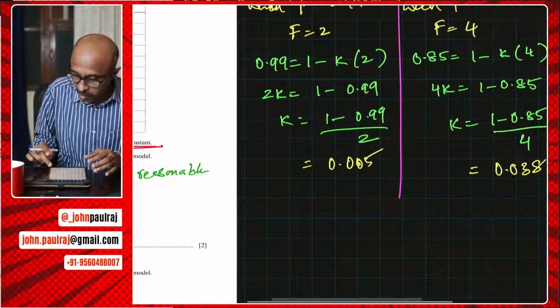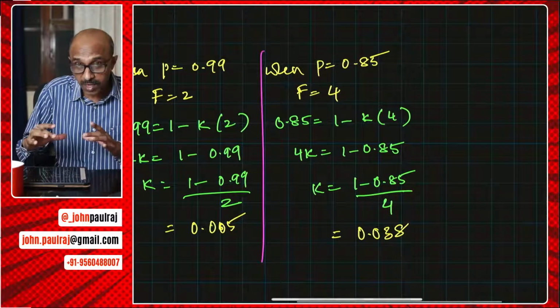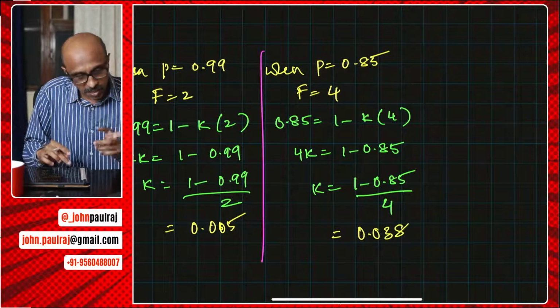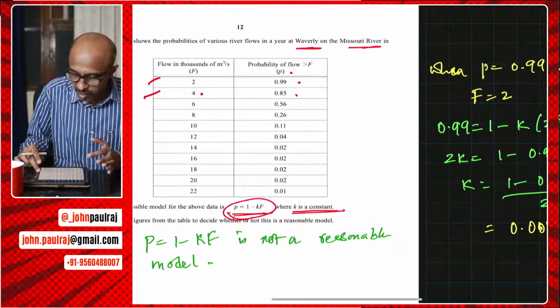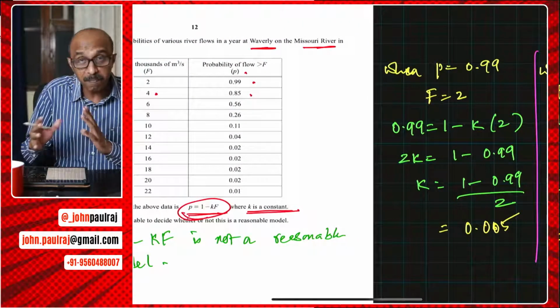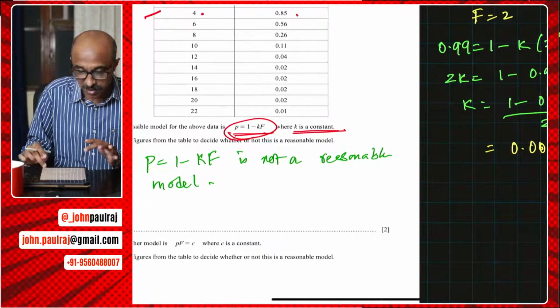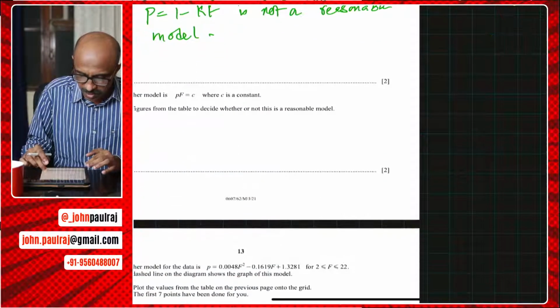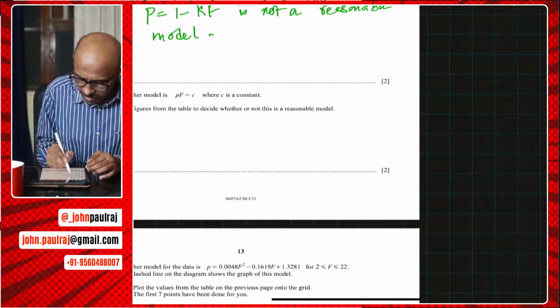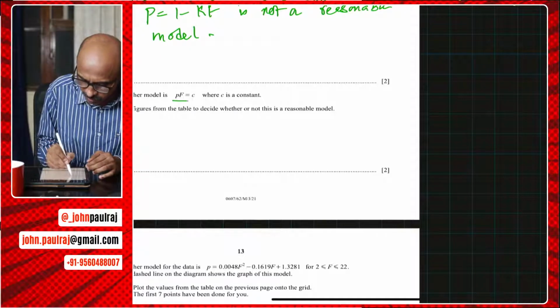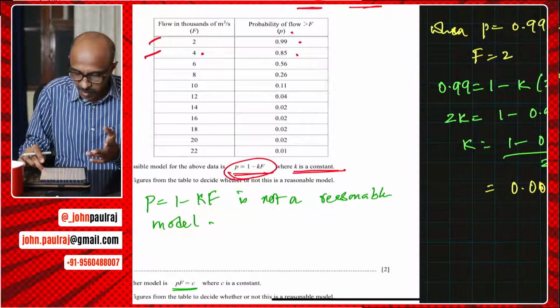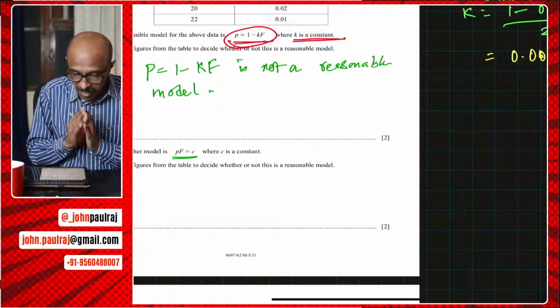Now for working, you need to show this, okay? You need to show that you've used those values from there. Yes, the calculations can be done on the calculator for you to check, but you need to show that you've taken at least two values, compared those, and then made that conclusion, okay? All right, another model is P times F is equal to C. For the same table, we have to decide whether this model is okay. Use the figures again.